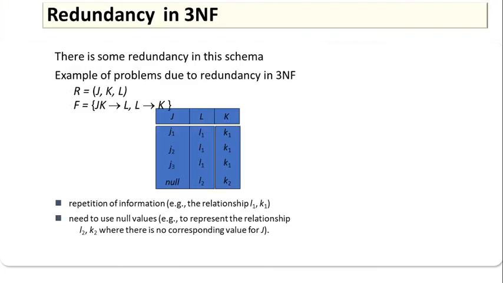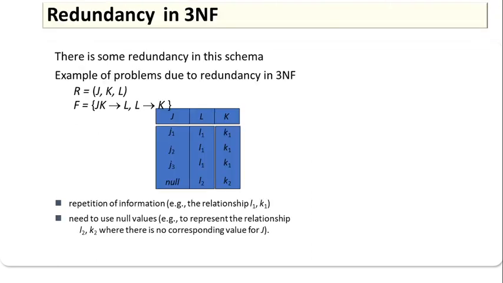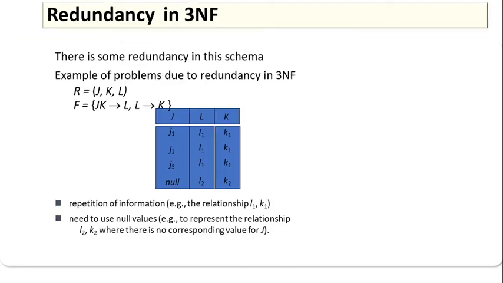Okay, so these are the rules we have. In the first example, relation R consists of J, K, L. So JK determines L, then L determines K. This is the case we are having, that is, these two candidate keys, JK and JL, will be in the relationship. Okay, so redundancy in a 3NF.